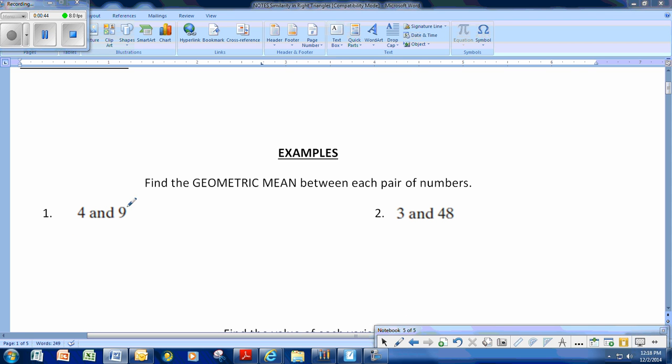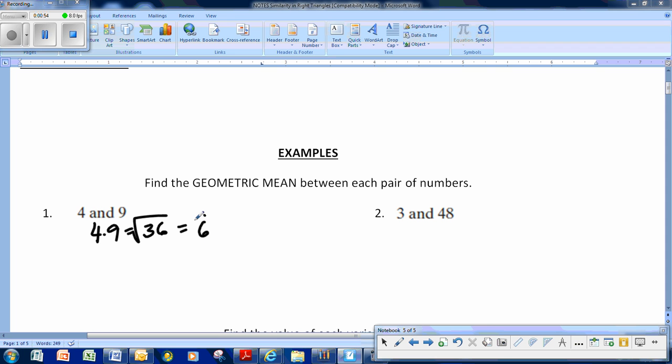All right, so for number one, we're going to find the geometric mean between 4 and 9. So we're going to multiply those together. 4 times 9 is 36. And then we're going to square root that, and we get 6 as an answer. Number two, okay, 3 times 48. That's going to be 144. And then we're going to square root that, and we get 12.